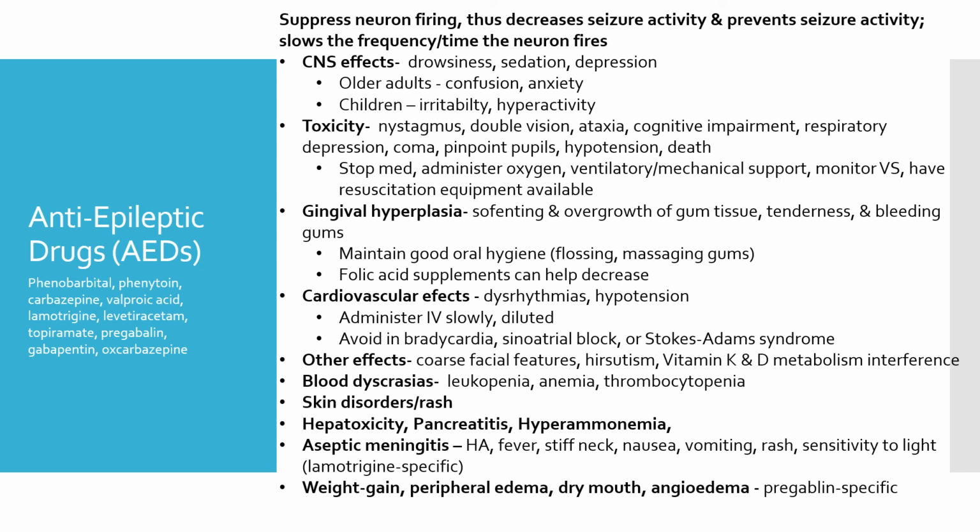And then we have blood dyscrasias, again, it's come up. Some skin issues, some liver issues, pancreatitis, hyperammonemia, and then we have aseptic meningitis. So this is going to be seen as headache, fever, stiff neck, nausea, vomiting, rash, sensitivity to light. This is going to be specific to the lamotrigine medication only in this category. And then weight gain, peripheral edema, dry mouth, and angioedema are going to be specific to pregabalin only.